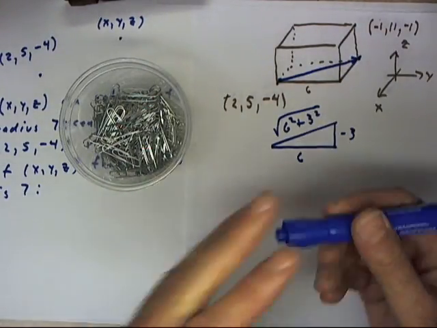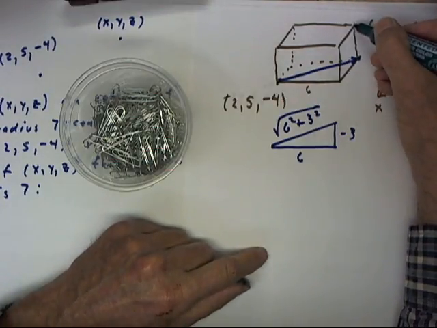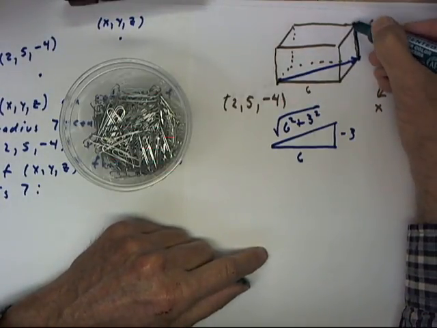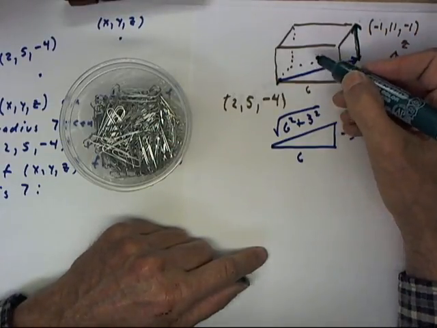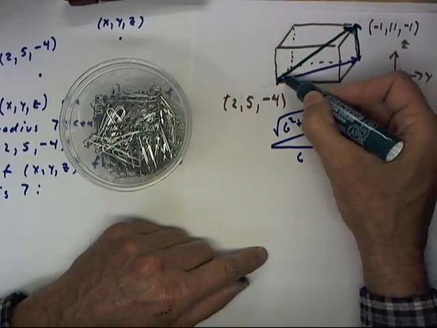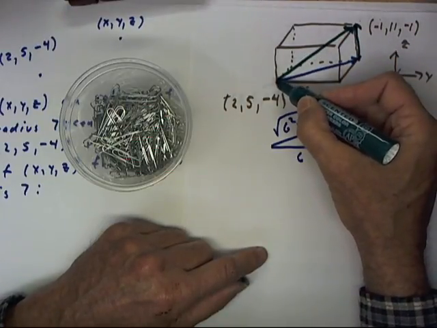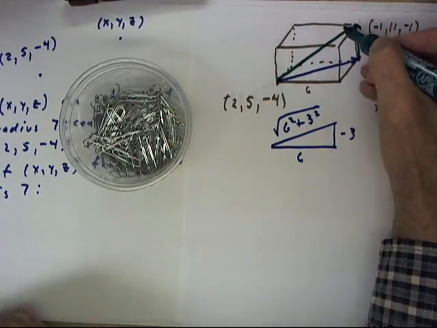Now we construct another displacement from here to here, and we move from the lower front corner to the upper back corner of the rectangle and ask ourselves how far this is.